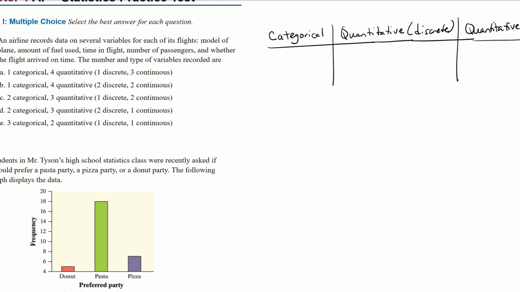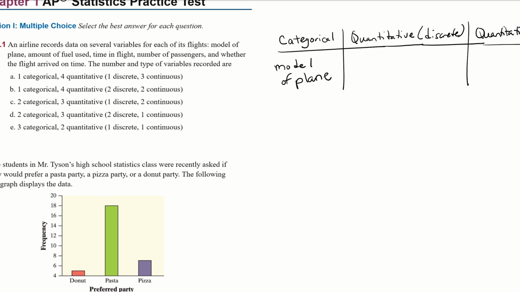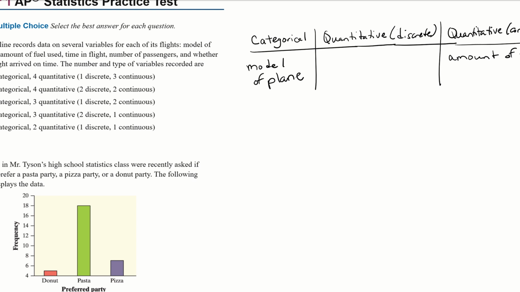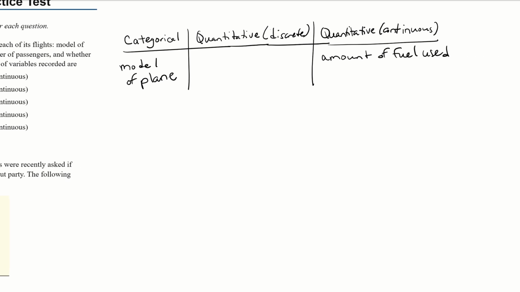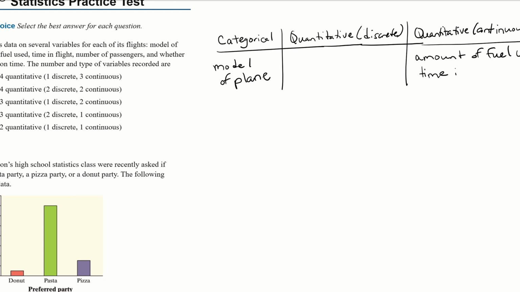Okay, so if we look at the model of plane, the model of plane is going to be categorical. The amount of fuel used, that's going to be quantitative, but since it's talking about the amount of fuel, that could vary into decimals, multiple amounts. So we're going to put that under continuous. We have the time in flight. Again, time, that's going to be a continuous quantitative variable.